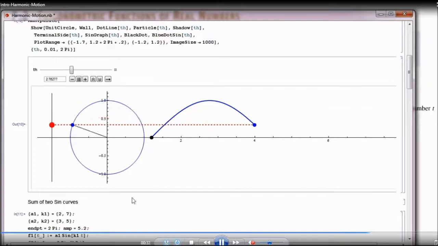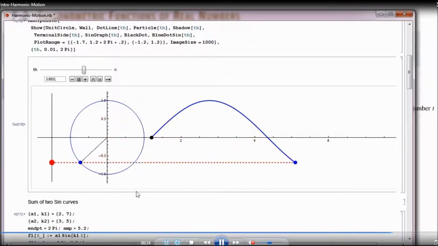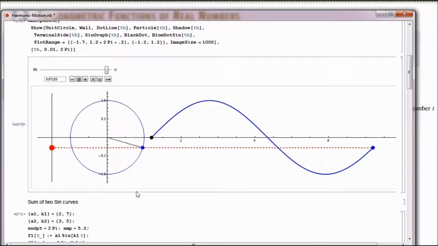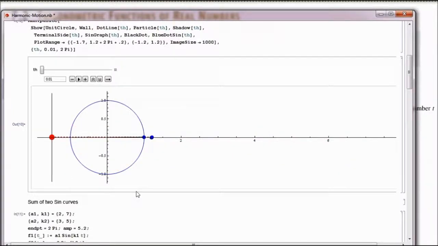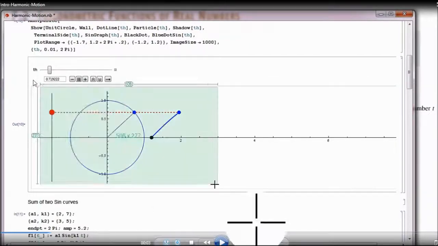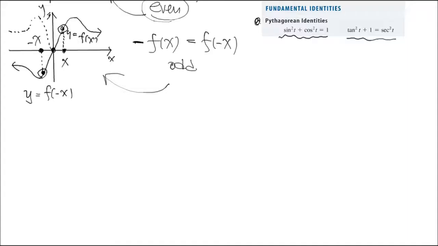So that's what we're about to get, and I'm going to explain the graph of sine t in here. And I'm going to stop right there. No, we'll run it. That's a perfect shot there. And I'm going to use this one to explain the graph of the sine function.